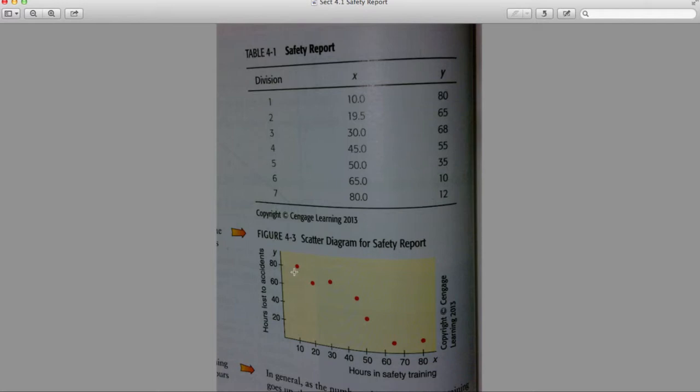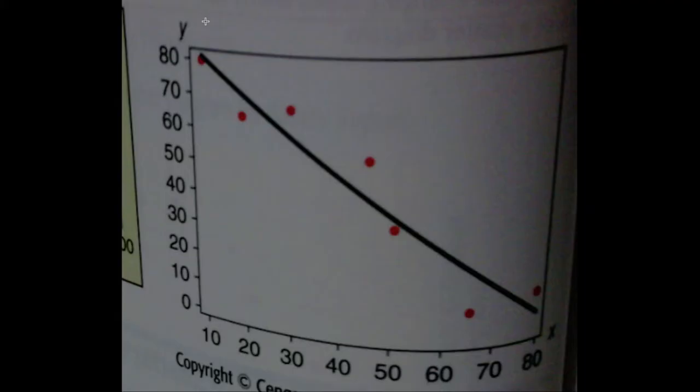accidents. In a scatter diagram right here, we plot the corresponding X and Y values, the paired data for each division. At this point, we can draw a best fit line, kind of in between these paired data, somewhere in the center of this scatter diagram, which we can also call a scatter plot. And I'm going to go to page 136 to show you that the line fits the data points reasonably well. So hang on. As you can see, the line fits the data points reasonably well.